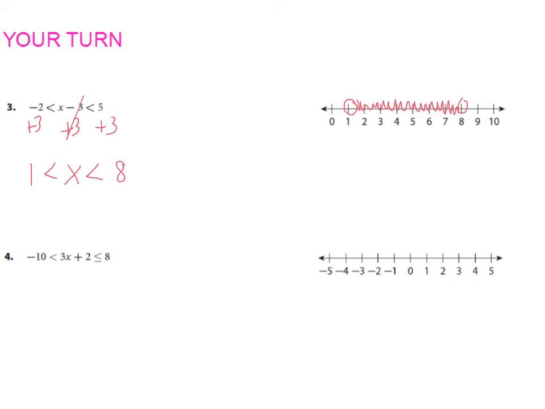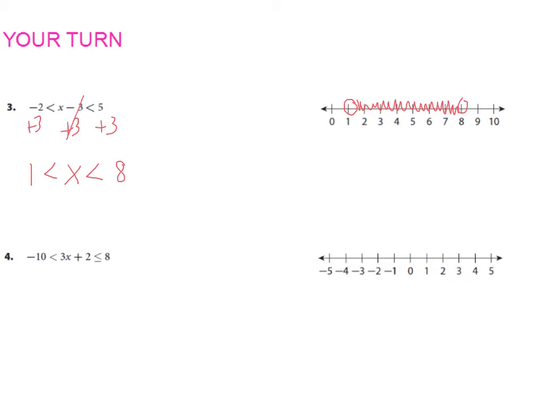Okay, is this what you ended up with? I tried to get my x by itself by adding the 3, but if I add it here, I've got to do it on both sides of my inequality. So I ended up with an 8 and a 1 when I did that. So I wanted all the x's that fell between 1 and 8. So I came over here and marked my 1 and my 8 and all the x's in between.